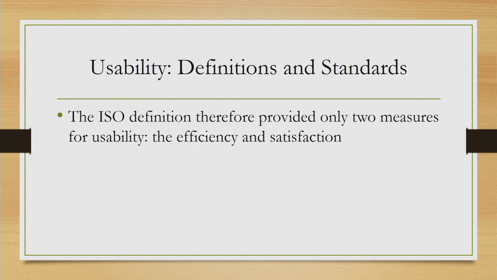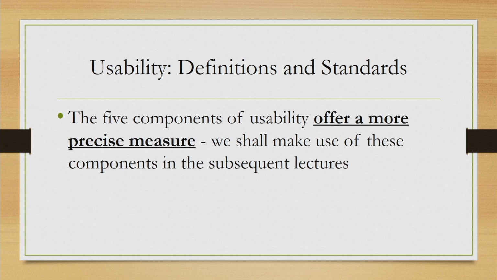So, according to the ISO definition, we can have two measures of usability, which are efficiency and satisfaction. But if we go by Nielsen's definition, then we can have five measures: memorability, learnability, error rate, efficiency and satisfaction. Since this gives a more precise definition of usability, it is easier to deal with Nielsen's definition than the definition of ISO. So, in our subsequent lectures, we will stick to this definition of usability, and these five components of usability.